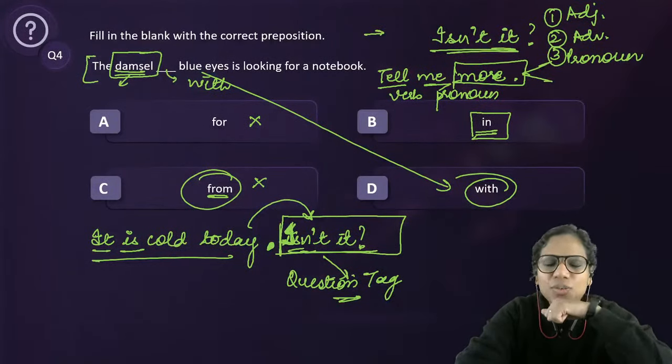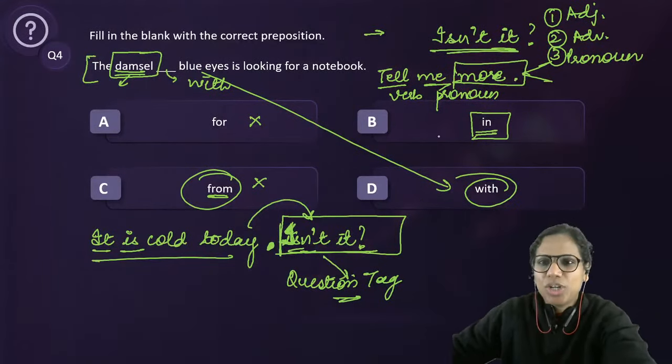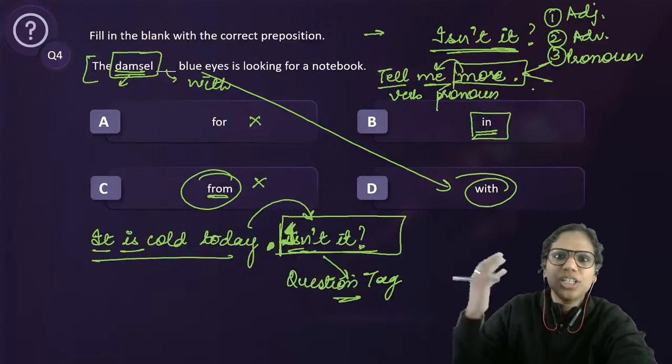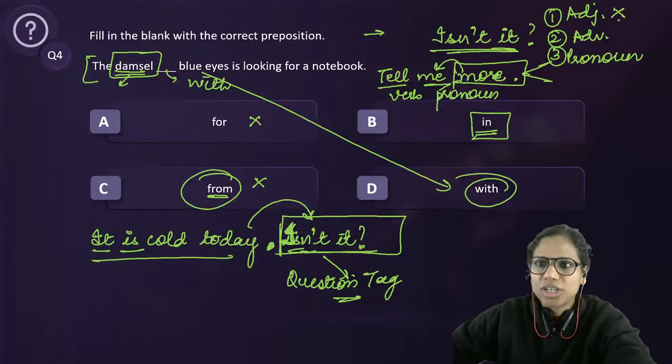Is it an adjective? Is it an adjective? No, right? Because it's not describing me. It would be an adjective if it described me. So, it's not an adjective.